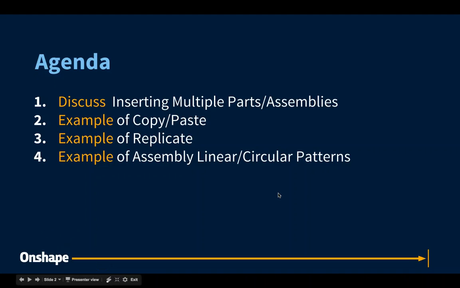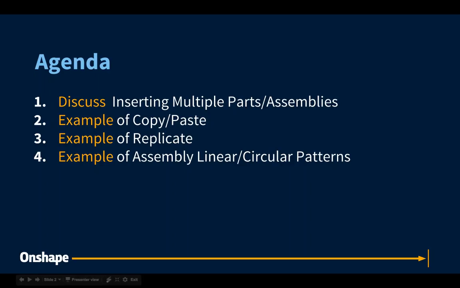The agenda, real quickly, first discuss inserting multiple parts in assemblies. Where do we do these things? What's the best technique for doing them and so on? But then I want to get into the various methods that we have. And that's, of course, copy and paste, which I'm going to show you in just a bit. The easiest way, a simple way to insert multiple instances. But then we have more advanced tools, things like Replicate, which allows you to replicate based on geometry in the assembly.